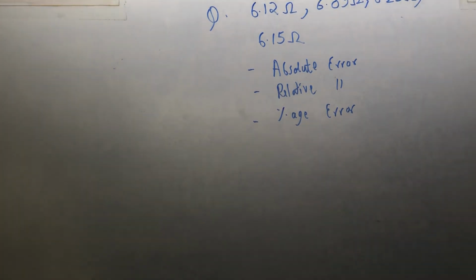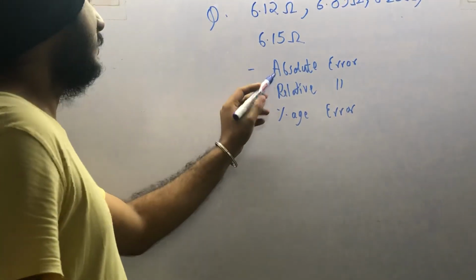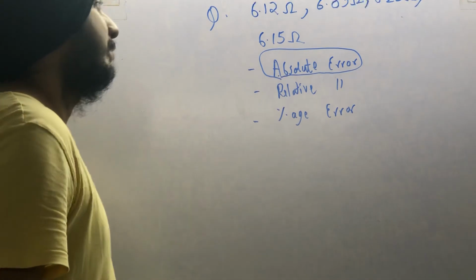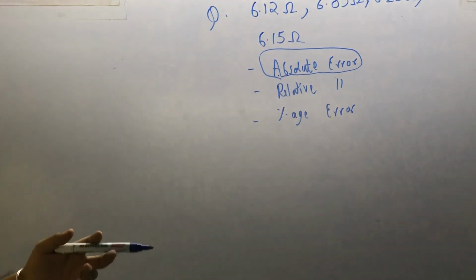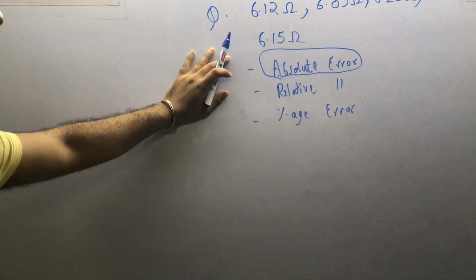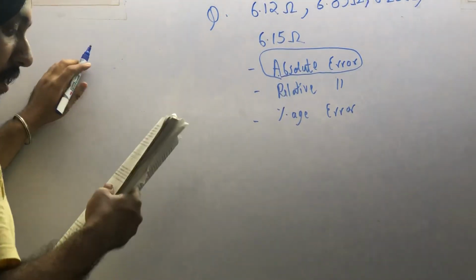This is a pretty common question that they will ask you in your exams. So first of all, when they say absolute error, in the reference of a book, basically you have to find out the mean absolute error. I will show you, don't worry. First of all, we will find the arithmetic mean.